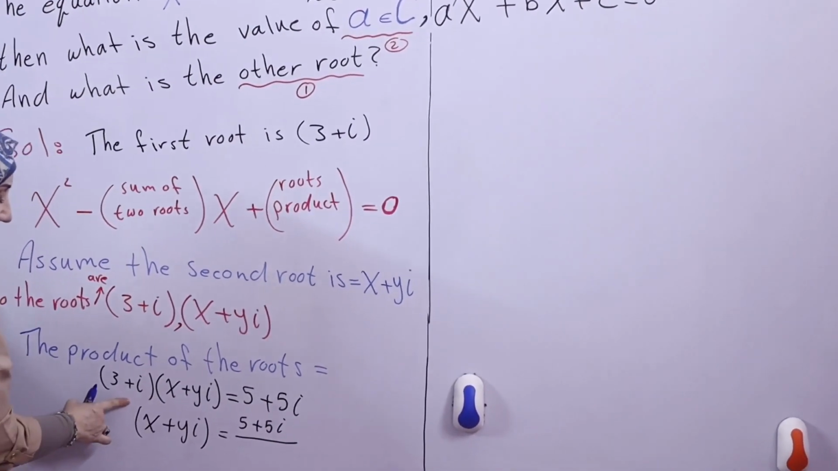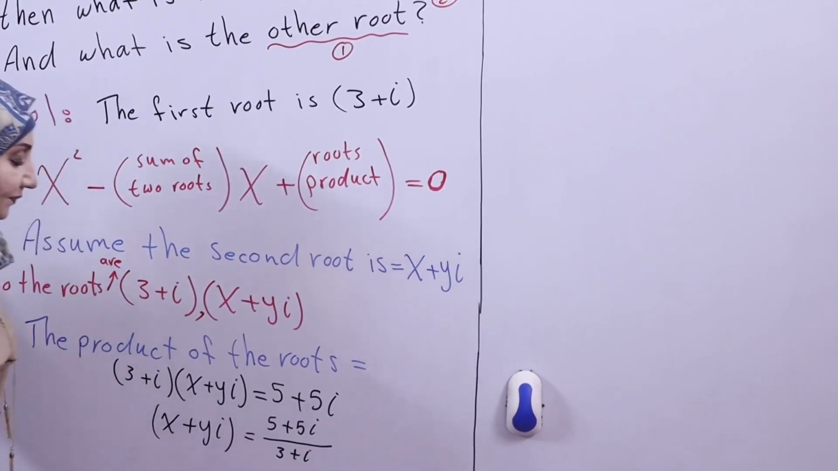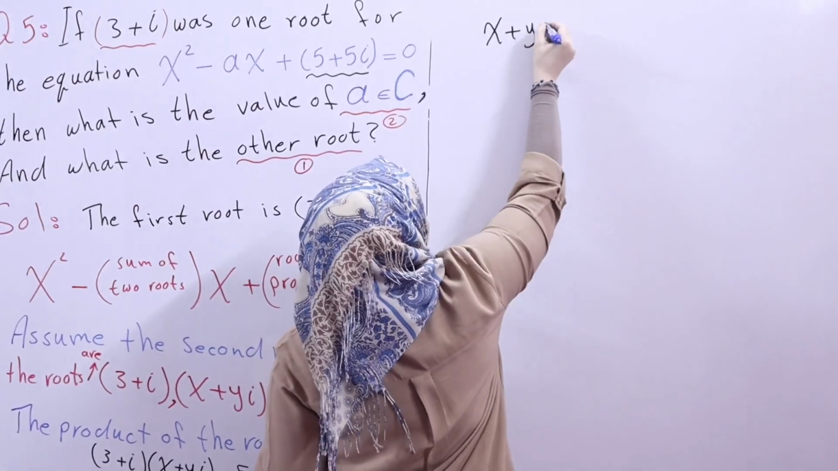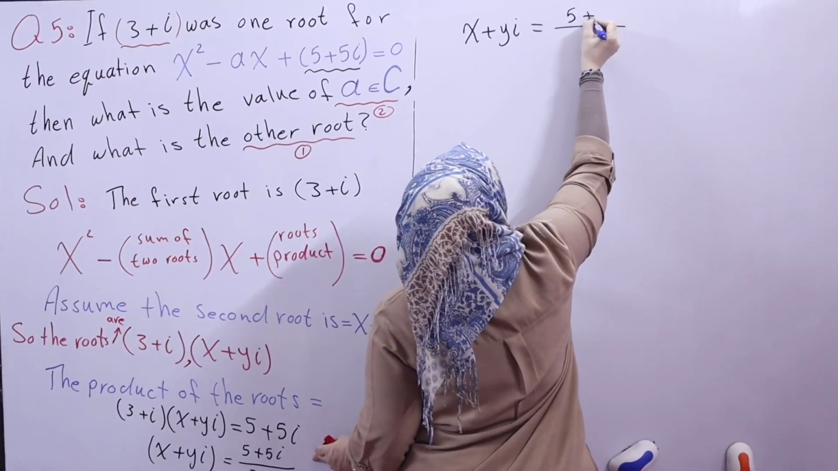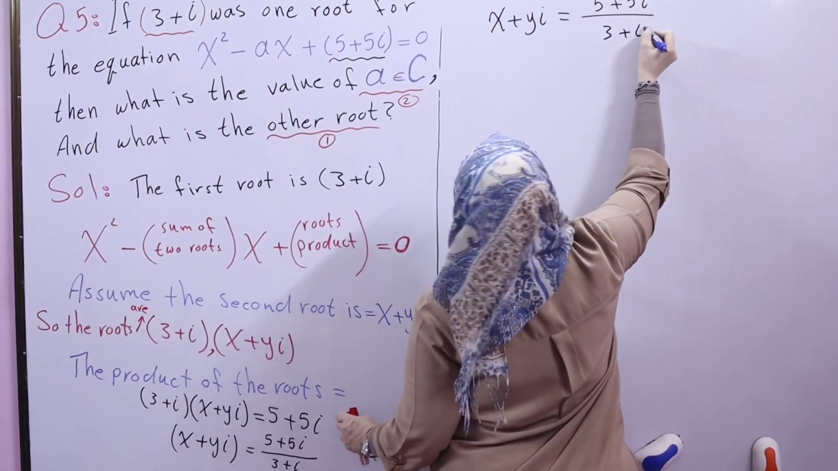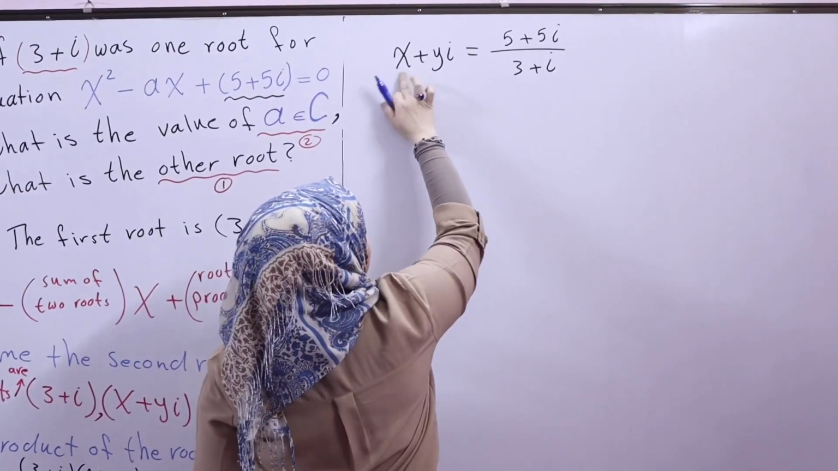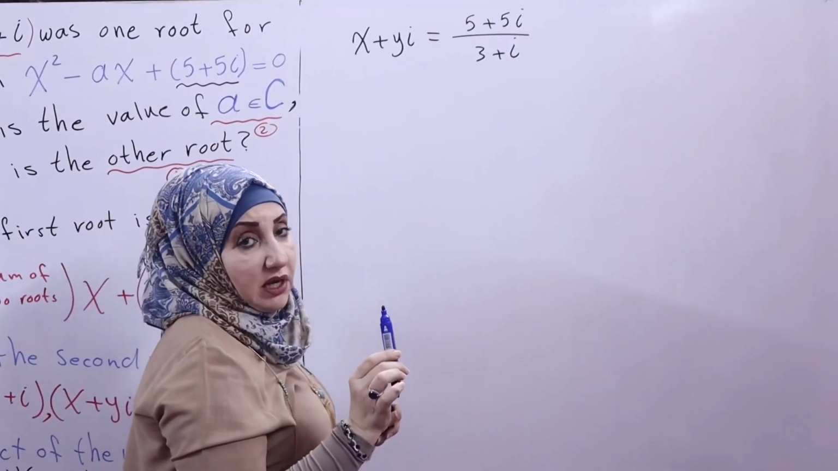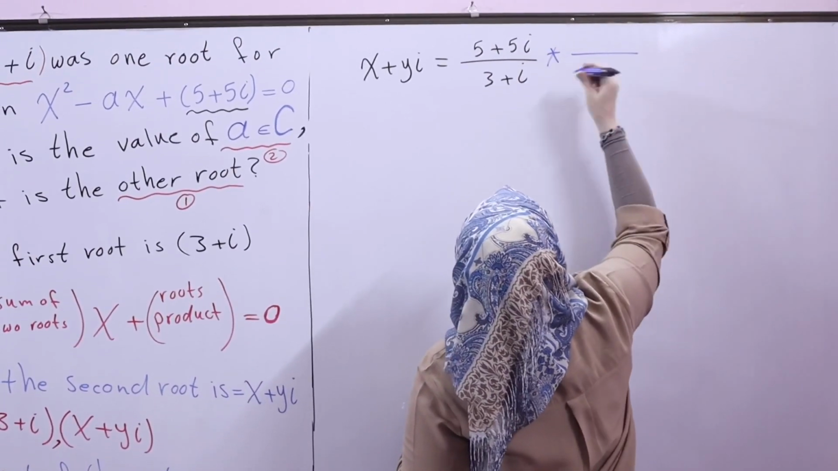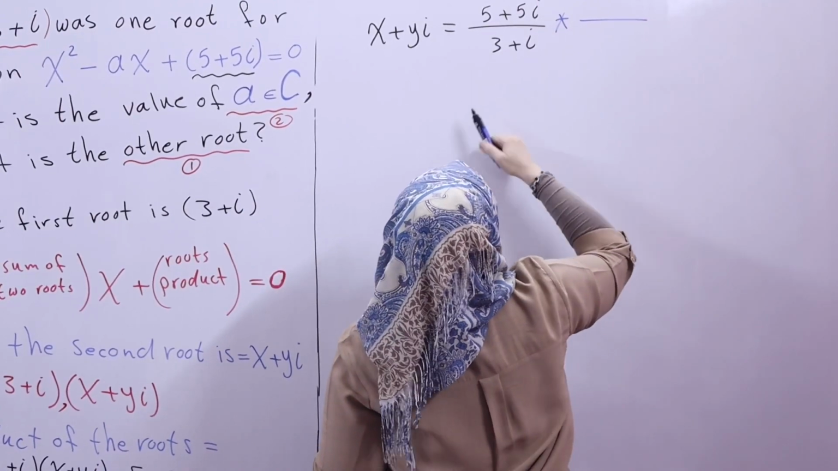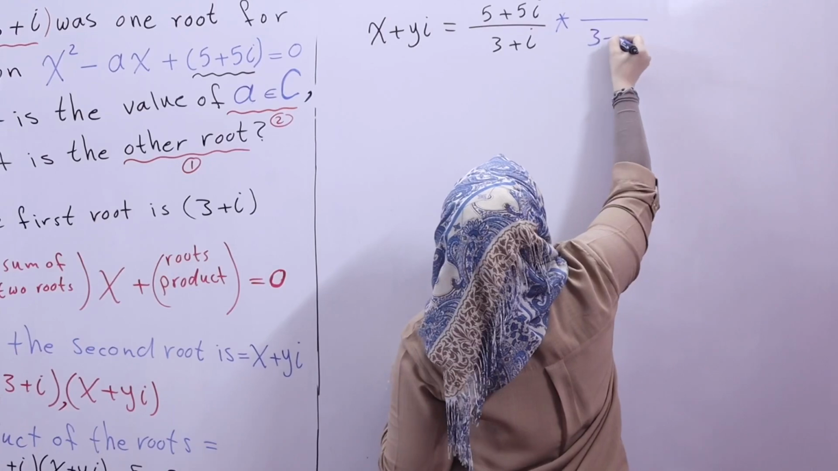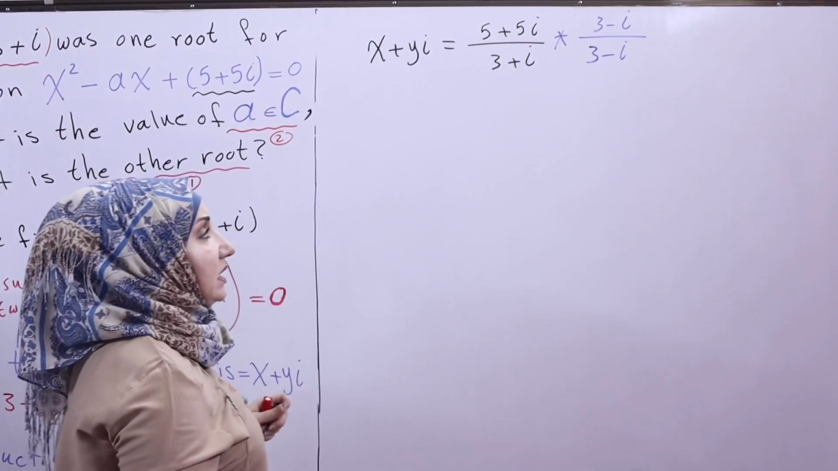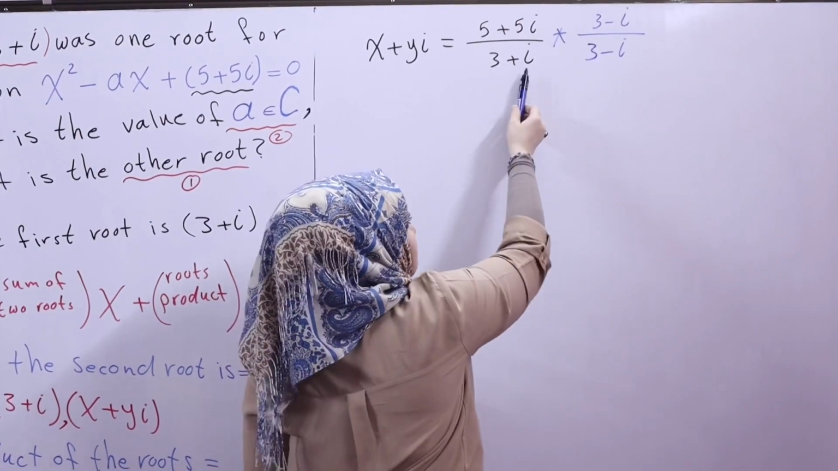I will divide by this complex number, which is 3 plus i. So now I have x plus yi equals 5 plus 5i over 3 plus i. Okay, good, this I can simplify. Should we simplify it? Yes, because it has i in the denominator. How do we simplify it? We will multiply both the numerator and the denominator by the conjugate of the denominator. The conjugate is 3 minus i, so I write 3 minus i over 3 minus i. I multiplied by 3 minus i over 3 minus i, which is the conjugate of the denominator, to get rid of the i in the denominator.